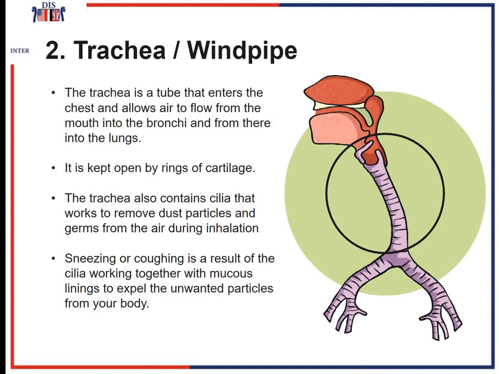So the air first will enter through my nose or mouth. Then it will go into a big tube. This is called the trachea. This one in the circle. This is the trachea. I can call it a windpipe or a trachea. The trachea is a tube that enters the chest and allows the air to flow from the mouth into the bronchi. The trachea is always open because it's made up of rings of cartilage. And it also contains cilia that will work to remove any dust particles and germs from the air during inhalation.